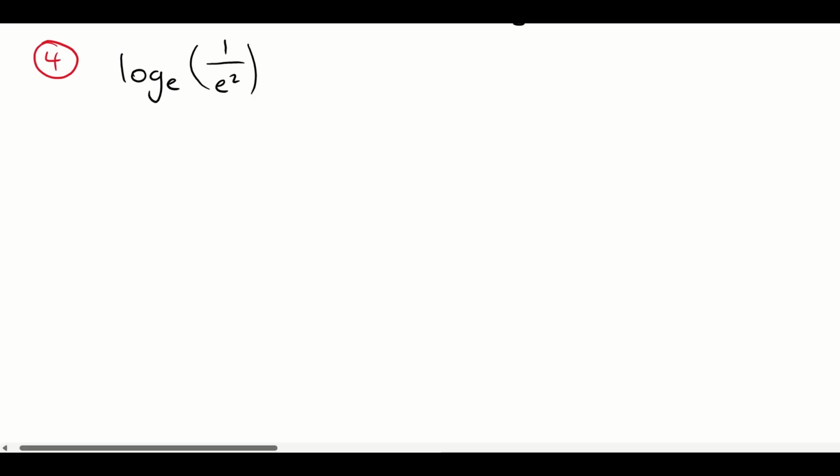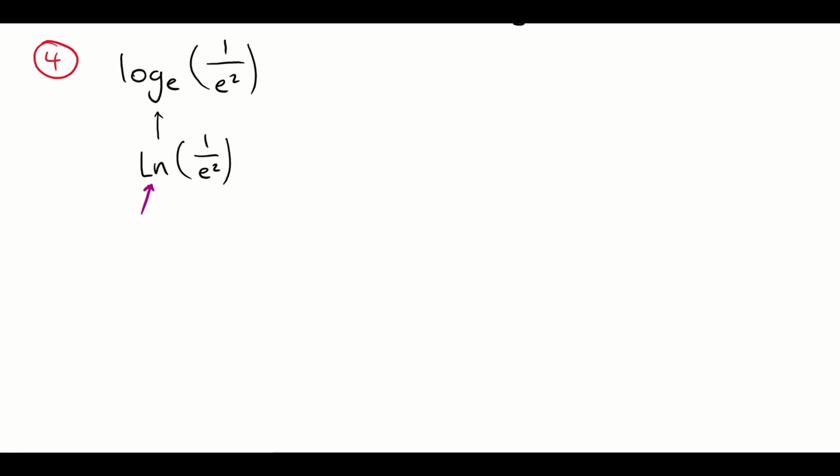Before we go any further, I just want to make the point that log to the base e is sometimes written as just the natural log, ln. So log to the base e of something is the same as ln of it. You probably see this button on your calculator somewhere. So ln is just another way of writing log to the base e, and it stands for the natural log.